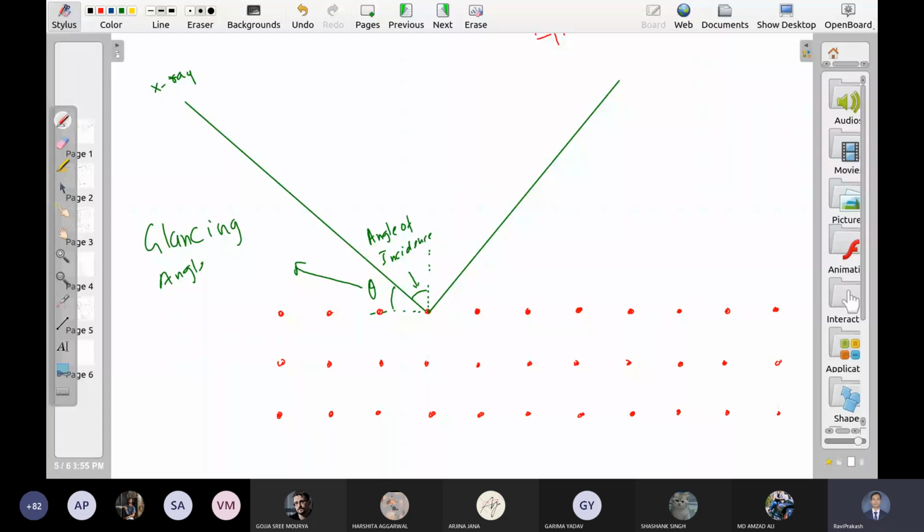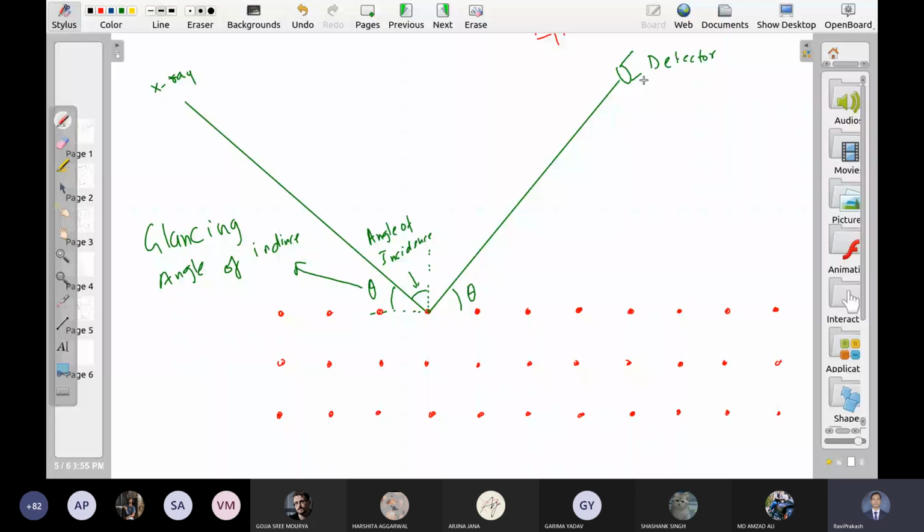Where do we have the detector? We put the detector at the same glancing angle, meaning this angle is also theta. ये angle भी theta ही रखा जाता है. It simply means we are looking at the intensity on the reflected side. हम उस intensity को देखना चाह रहे हैं जो reflected side में मिल रही है.